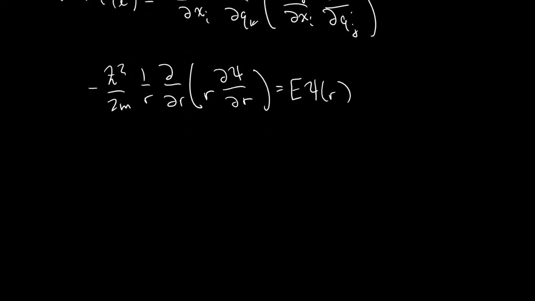Okay, so this is not quite as pretty of a differential equation as what we ran into before, but now I can write things out a little bit more explicitly if I multiply everything through by r squared, and then actually hit both of these things with this derivative separately. And another thing that I'm going to do is introduce this value k squared, equal to 2mE over h bar squared.